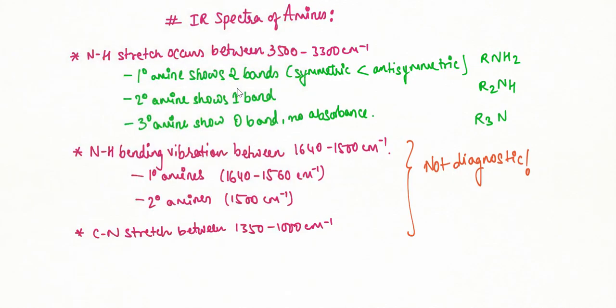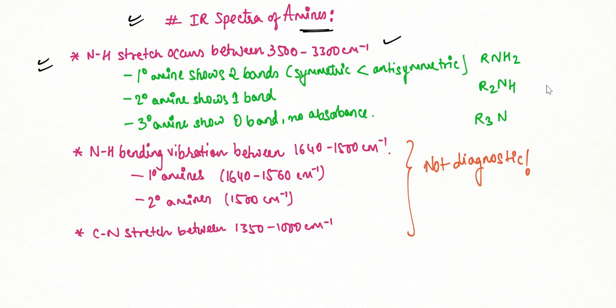Now we are going to discuss further spectra, and right now we are on to the spectrum of amines. Alright, so guys, what do we see in the IR spectra of amine? What are the characteristic stretching and bending vibrations? Let's see quickly. The NH stretching occurs between 3500 to 3300 centimeter inverse. This is our nitrogen-hydrogen stretching frequency.